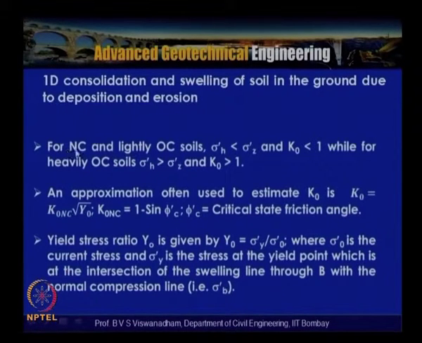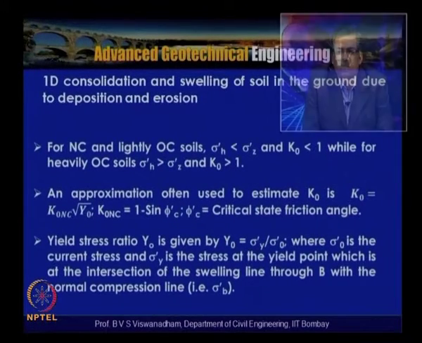So what we are discussing is that for normally consolidated and lightly over consolidated soils, the horizontal stress sigma dash h is less than the vertical stress and the K naught value is less than 1. While for heavily over consolidated soils, sigma dash h is greater than sigma dash z and K naught is greater than 1. An approximation is often used to estimate K naught, which is K naught of a normally consolidated clay, equal to 1 minus sin phi dash c, where phi dash c is the critical state friction angle, times root over y naught.